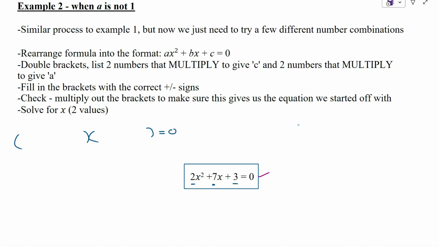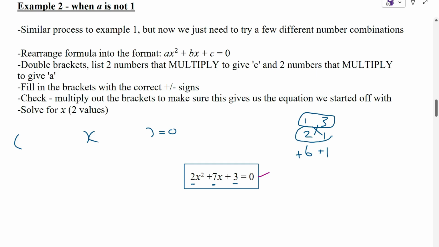Okay, so two numbers that multiply to give us 3, we can do 3 and 1. Two numbers that multiply to give us 2, we can do 1 and 2. So now we cross multiply. 6 and 1. Now plus 6 plus 1 gives us 7, which is b.